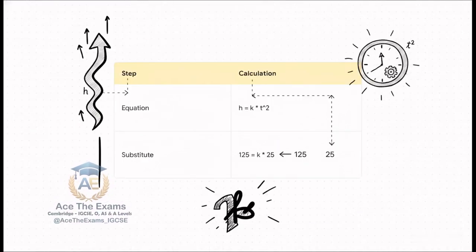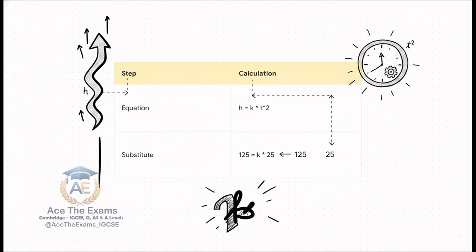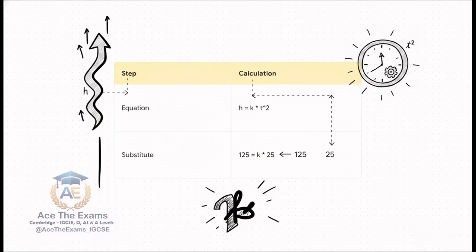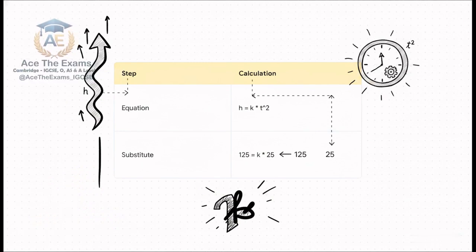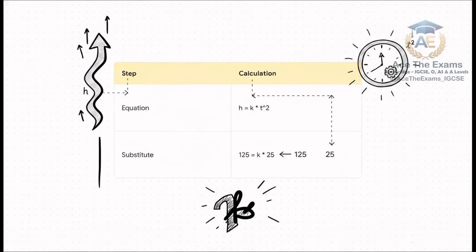Now for challenge 2, find the flaw. I want you to imagine Sam's paper right now. Sam sets up the equation h equals k times t. Sam substitutes 125 equals k times 5. Sam gets k equals 25. Where is the flaw? The flaw is that Sam rushed and forgot the square.